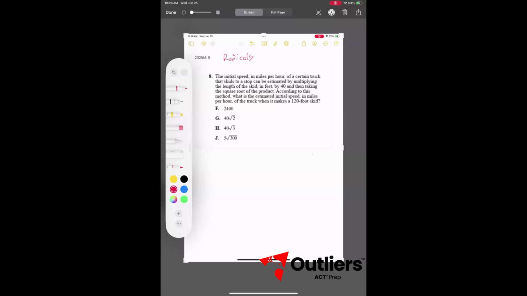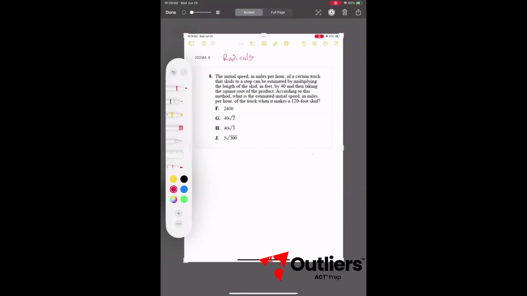So to be able to solve number 8, you do need to know how to simplify radicals. If you are not familiar with simplifying radicals, you either need to do the simplifying radicals lesson, or you can just skip this problem because it's going to be very challenging to do this problem without knowing how to simplify radicals. So if you do know how to simplify radicals, we can go ahead and proceed.